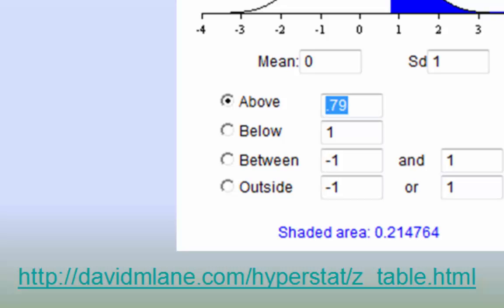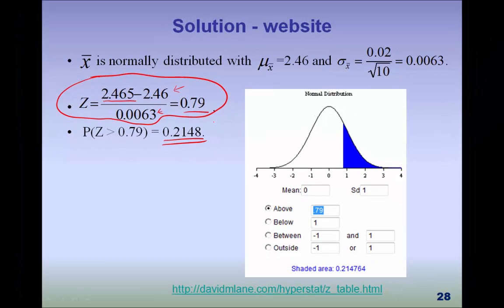Using the same website we've been using, that's calculated to be 0.2148, which could be turned into a percent to say that there's a 21% likelihood of this happening.